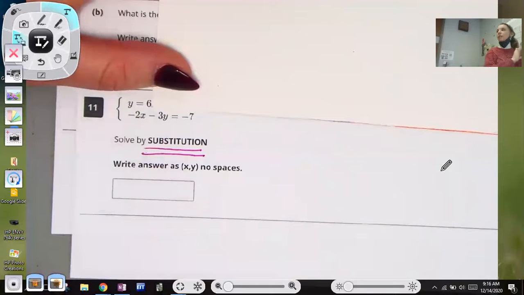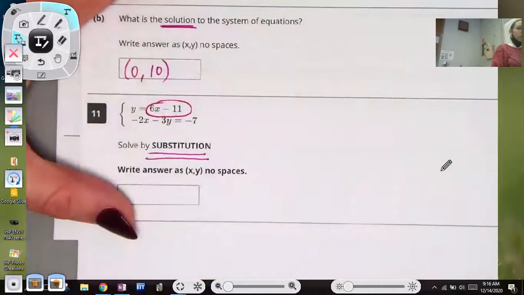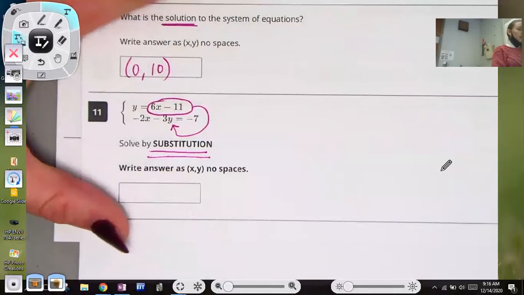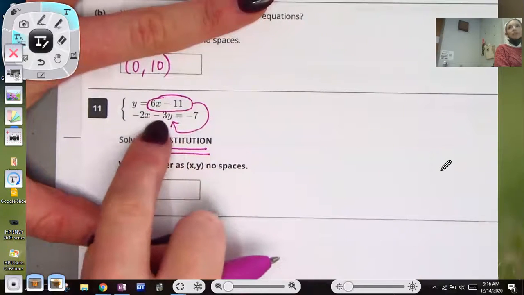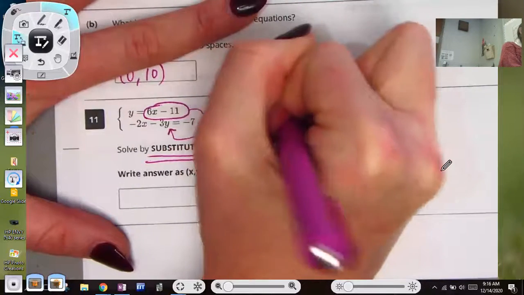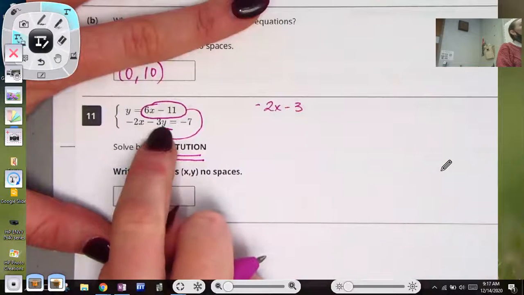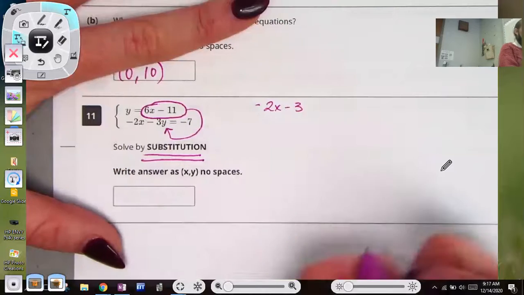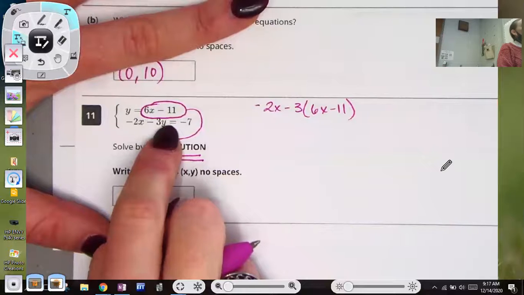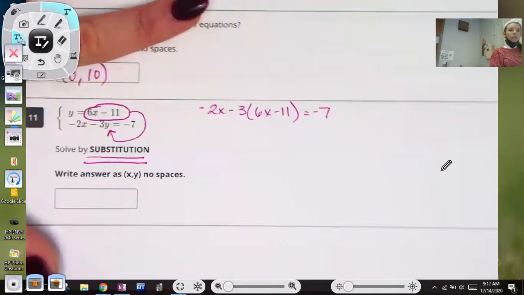Well, substitution this new way is the exact same concept, but instead we're going to take everything that y equals and substitute that in for y. So we're rewriting the equation that we're substituting into. Did anything change with my negative 2x? No, so that stays the same. Minus 3, that stays the same, but instead of y, we're going to substitute in 6x minus 11, and that all equals negative 7. Okay?